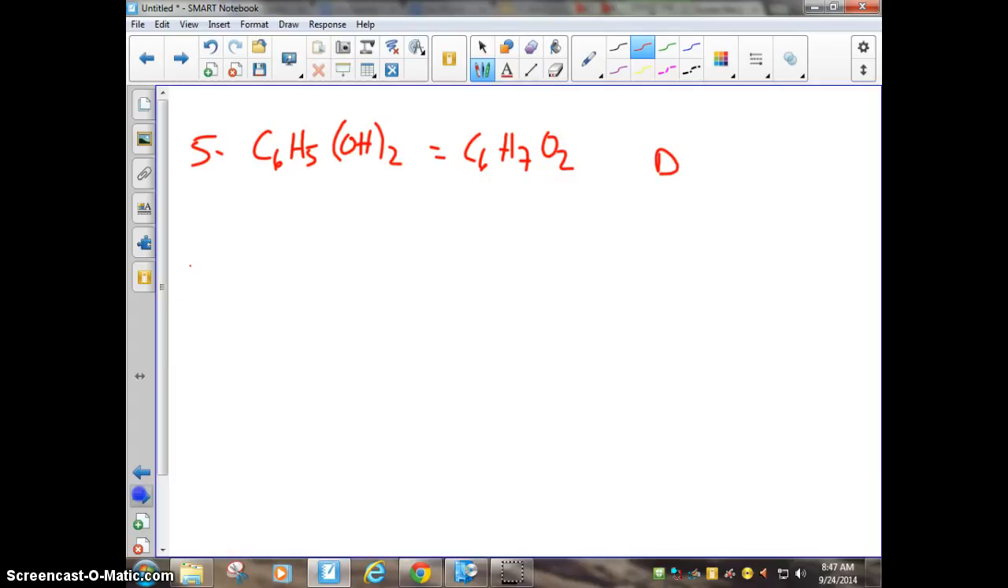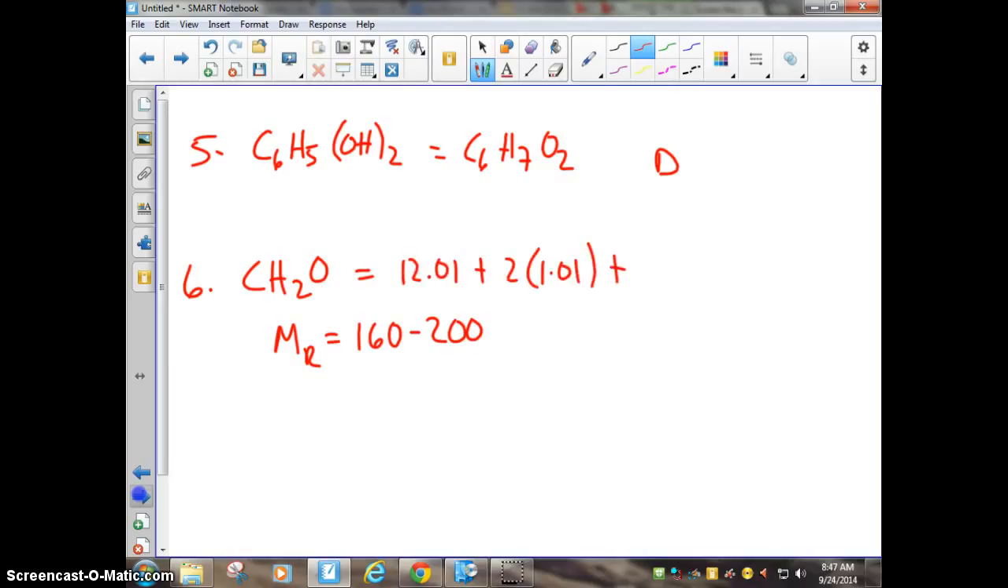Number 6 says a carbohydrate has the empirical formula of CH2O. This is actually the one we found just back in number 3. It has a relative molar mass between 160 and 200. So it falls somewhere in there, but we're not sure where. And it asks, what's its molecular formula? Well, if I find out the mass of the empirical formula here, 12.01 plus 2 times 1.01 plus 16, I see that the mass of the empirical formula is 30.03.